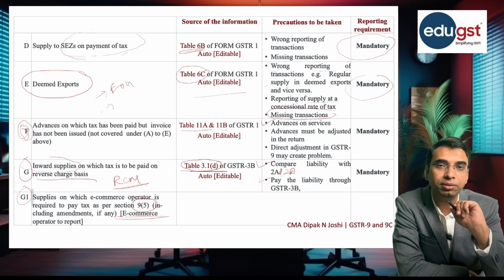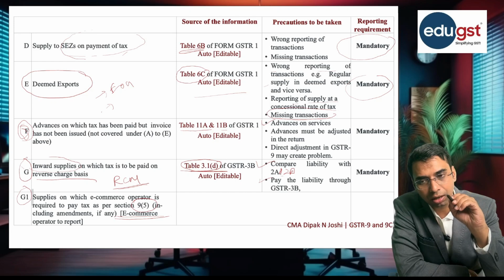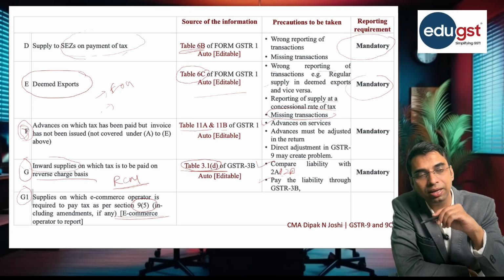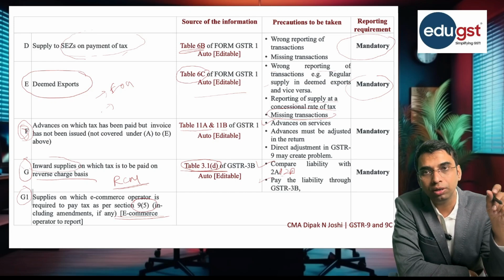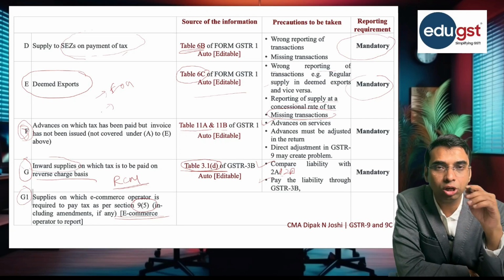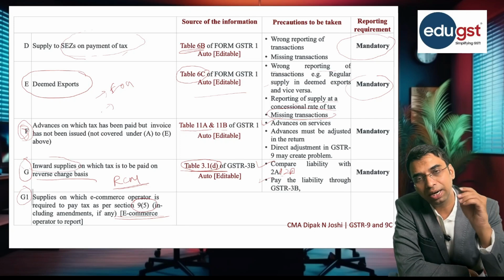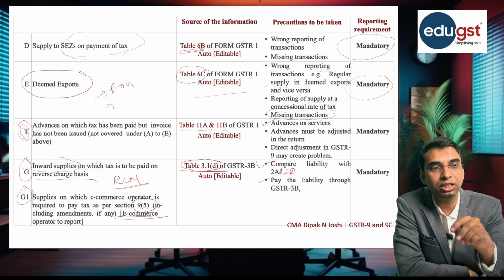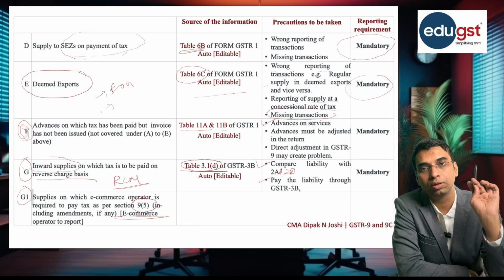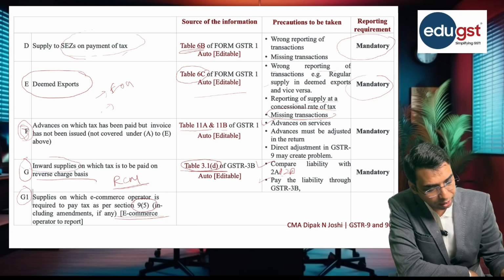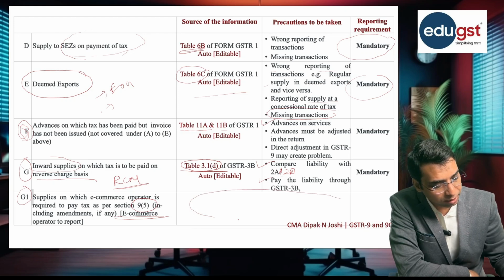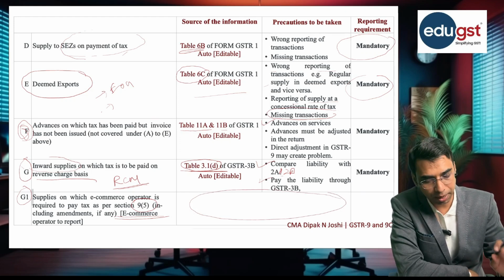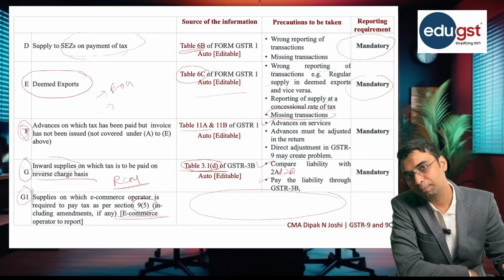In case of a restaurant, if the restaurant is supplying some food through, say, Zomato or Swiggy, in that case, even if that restaurant keeper is registered under GST, tax is payable by the e-commerce operator. So the e-commerce operator is required to furnish that information in this table, table number 4G1.